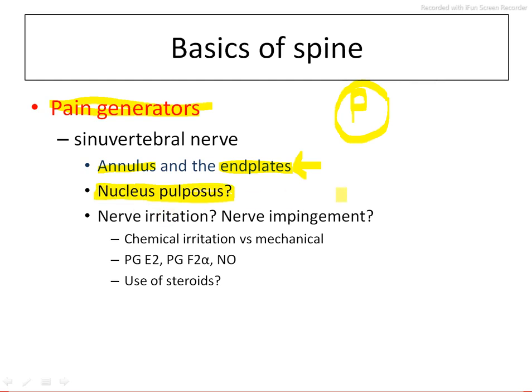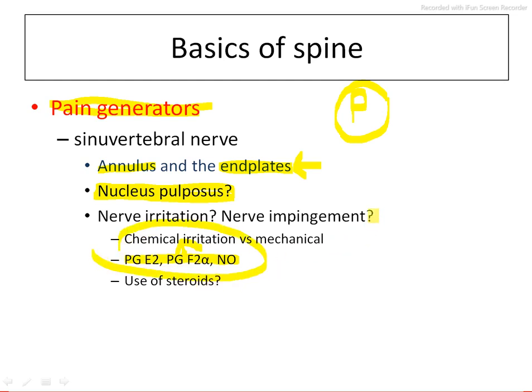As I have already discussed, during the degeneration process or during disc prolapse, certain chemical pro-inflammatory substances such as prostaglandin E2, prostaglandin F2 alpha, and nitric oxide are released. And when these chemicals come into the vicinity of the nerves, they produce chemical irritation. Because of this chemical irritation, the patient complains of pain.